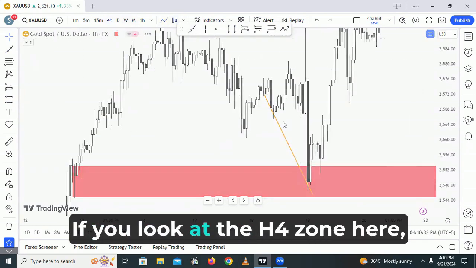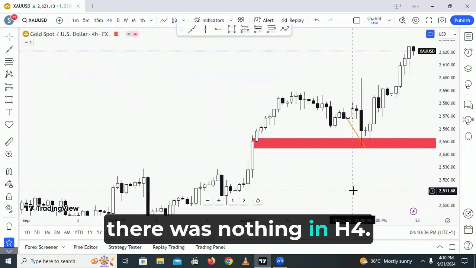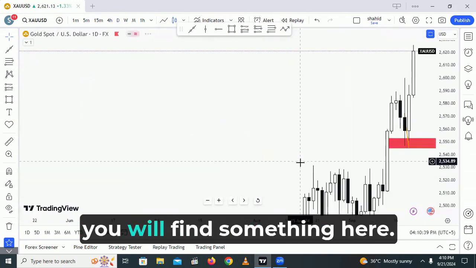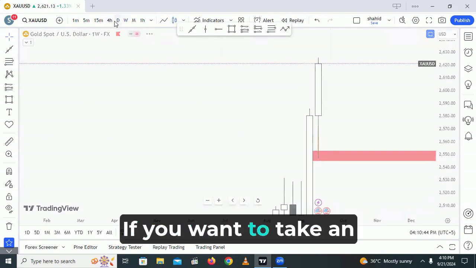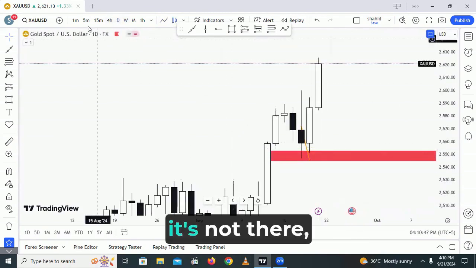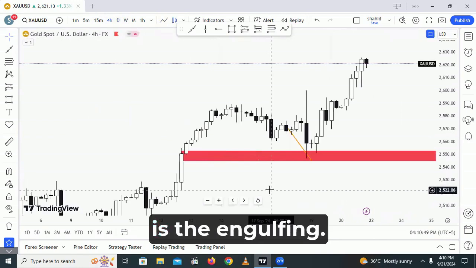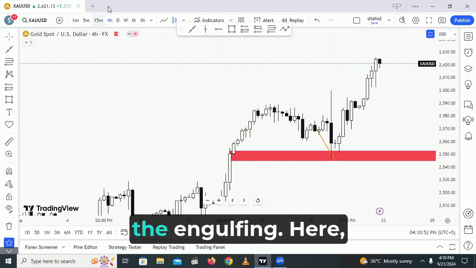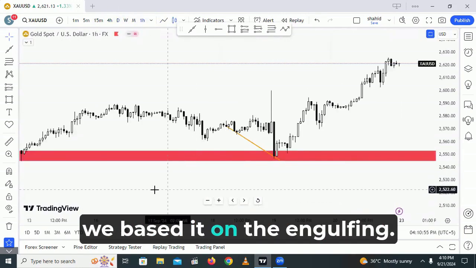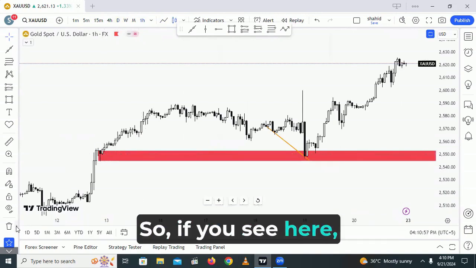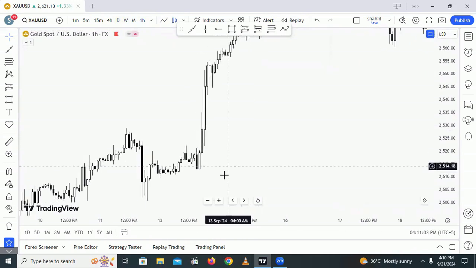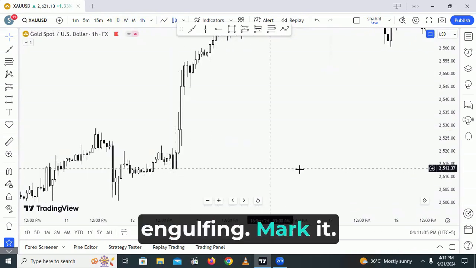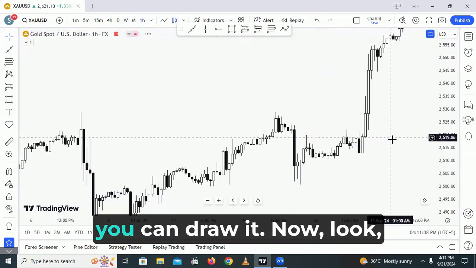If you look at the H4 zone here, there was nothing in H4. If you look in the daily, you will find something here. Okay, if you look in the weekly, you will find it if you want to take an open position here. It's not there, but our basic part is the engulfing. You have to base it on the engulfing. Here we based it on the engulfing. So if you see here, there are multiple engulfings here. Look here, this is also an engulfing market. When the market comes, you can draw it.